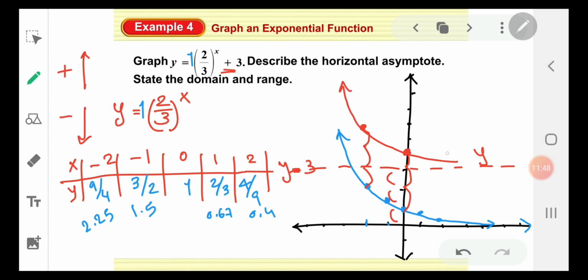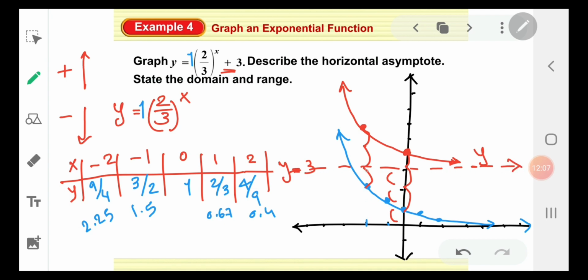Remember, the new horizontal asymptote is like a boundary for your graph. Your graph should go along this line, but never intersect it, never cross it. Here is the new graph after shifting the asymptote 3 units up.